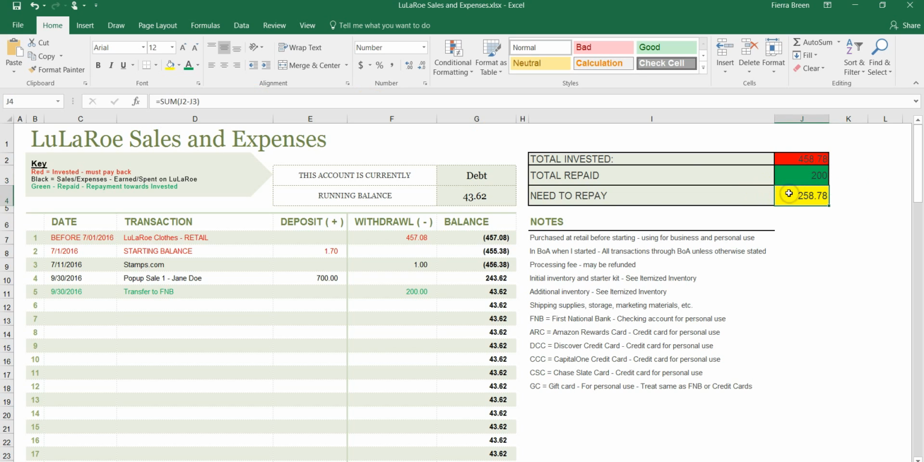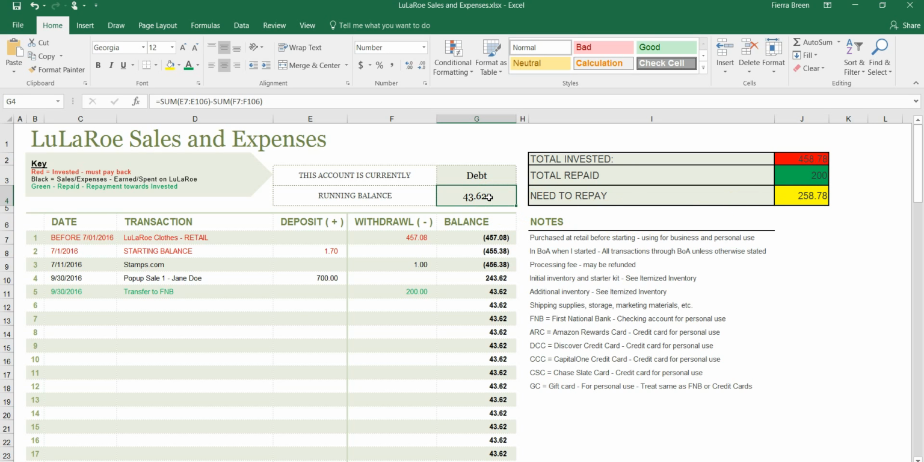And then here this is equal sum J2 minus J3, which this is J2 and this is J3, so it's taking the total invested minus the total repaid to let me know how much I still have to pay off to break even or pay myself back, which, like I said, in this hypothetical scenario comes out to $258.78 that I still need to make for myself.